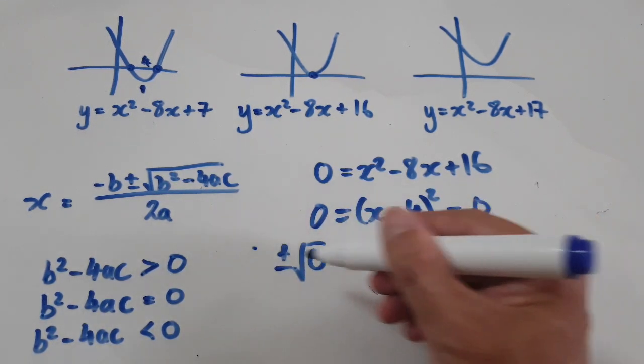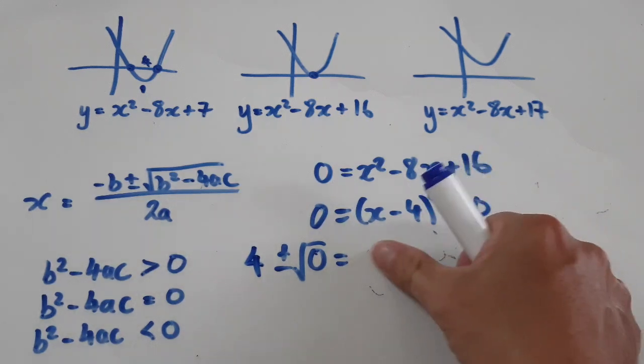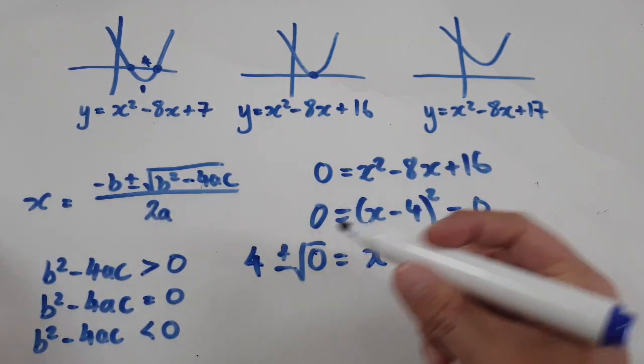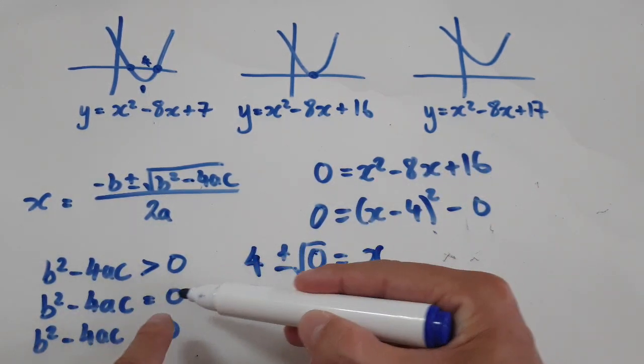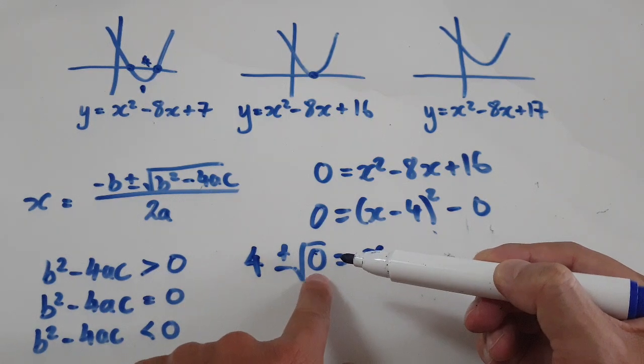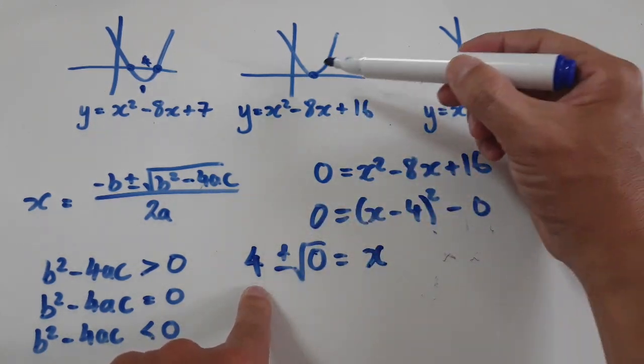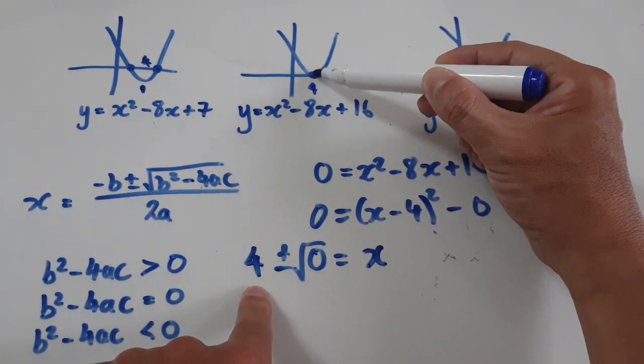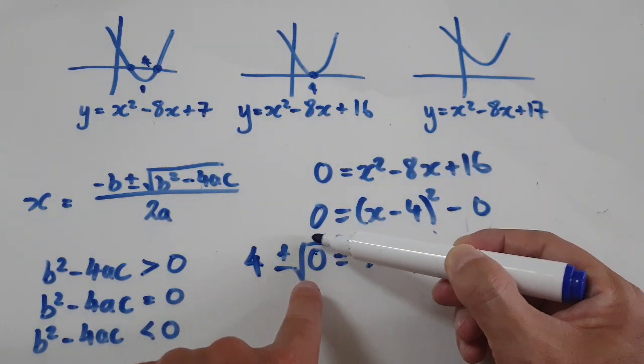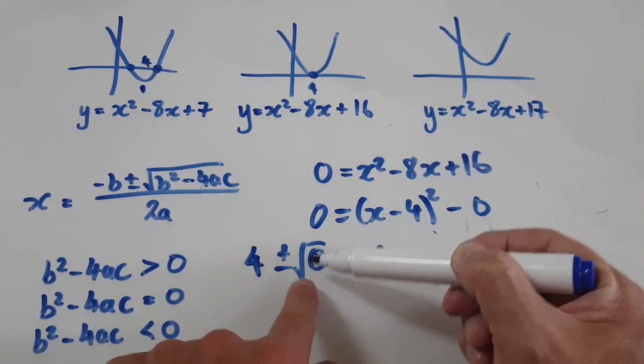So you would add 4. So x equals this. Now, this is when the discriminant is equal to 0. So you've got to square root 0. What that means is you stand at 4, and then you move to the right by 0, and then you move to the left by 0.